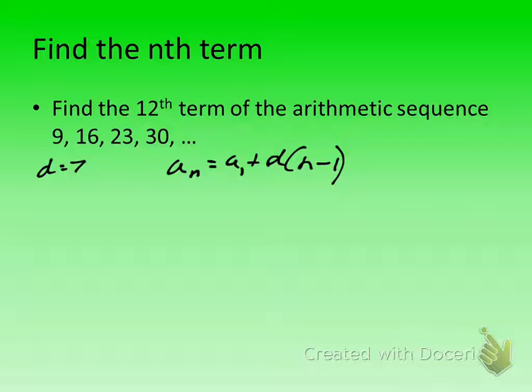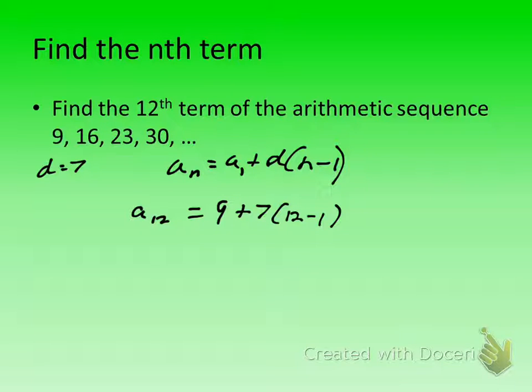Now, A sub 1 is what? 9. Okay, first term, 9. We figured out D to be 7, right? Okay. Now, the 12th term means you want the 12th number in place. All right, 12th number in line. Let's go with that term, that word. 12th number in line. So this becomes A sub 12. All right. So n is 12. This n is 12. So 12 minus 1.